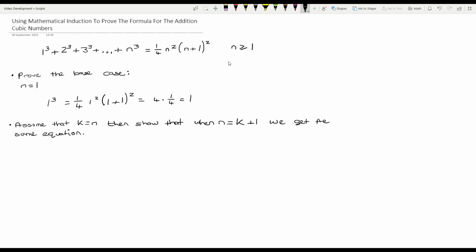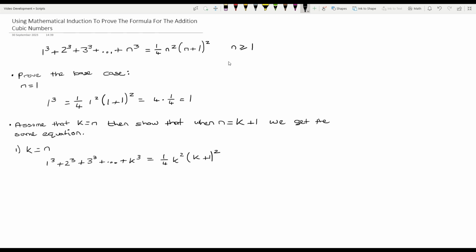So the first thing we'll do is assume that k is equal to n, and we'll find out what this equation is here. So when k is equal to n, we'll have 1 cubed plus 2 cubed plus 3 cubed plus ... plus k cubed. And we'll find that this will equal a quarter of k squared times (k plus 1) squared.